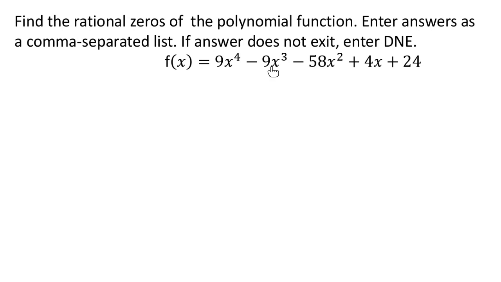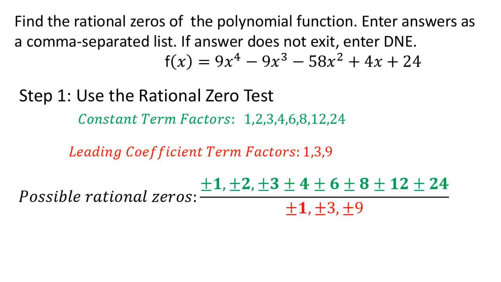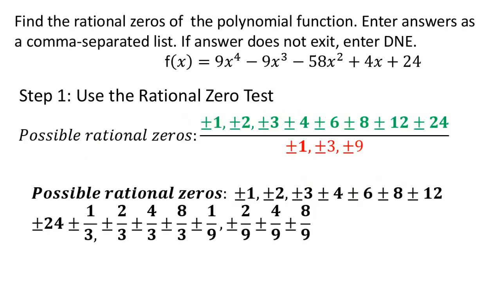So let's try one that's a little bit different. This one, the power or the degree, is a 4th degree polynomial. And so it's a pretty long polynomial. But the process is still the same, right? So my constant is 24. So the factors of 24 are 1, 2, 3, 4, 6, 8, 12, and 24. The factors of 9 are 1, 3, and 9. If we divide them, so we have this long list.